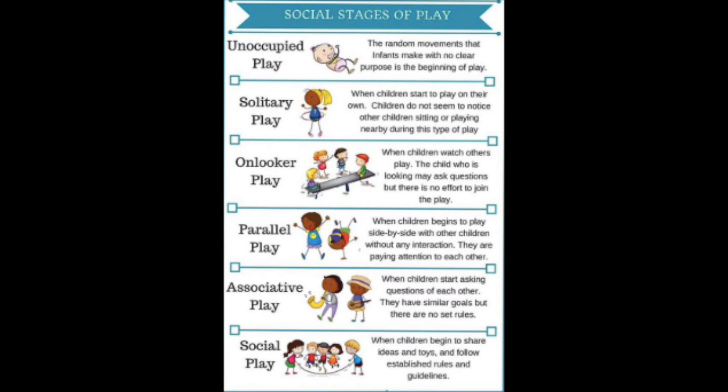And then finally, this is social play. And this is when children begin to share ideas and toys and follow established rules and guidelines. So this would be if your child starts to play a board game where there's established rules, if they start playing jump rope where there are established rules, anything where they're engaged with the other children around them.